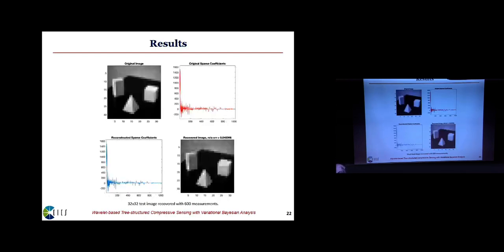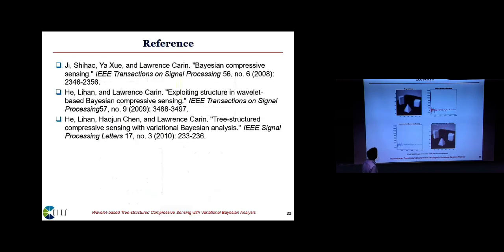And the last one is a 32 by 32 image, which has been decomposed using Daubechies wavelets, reconstructed, and then this is the error, and we have used 600 measurements for this.